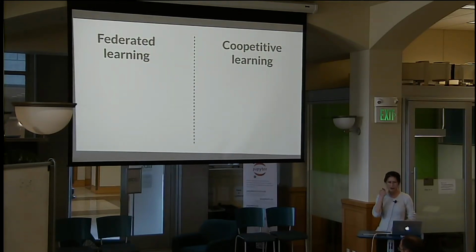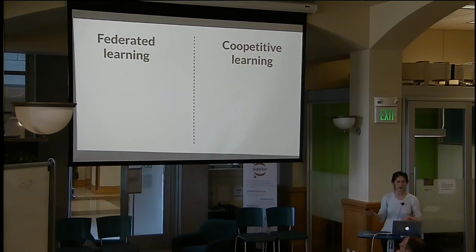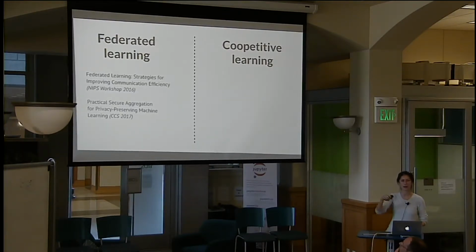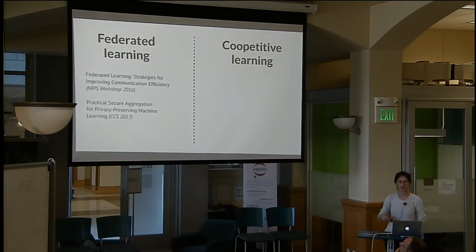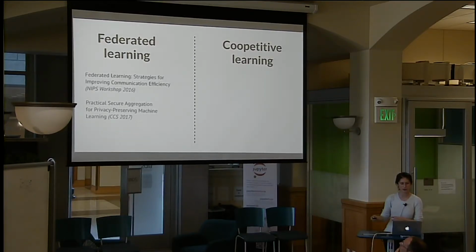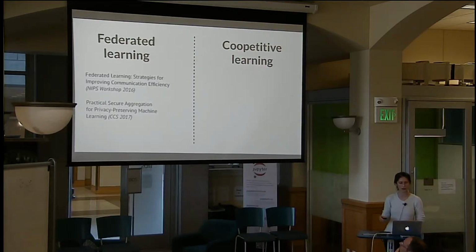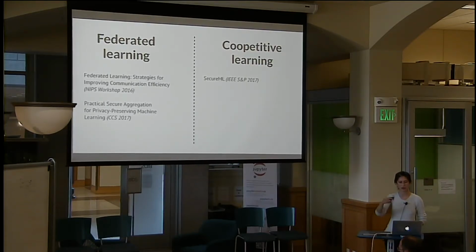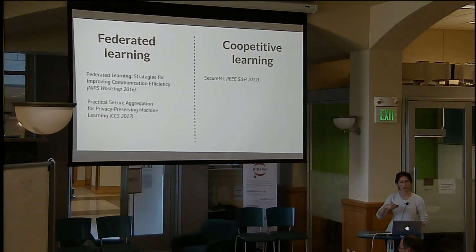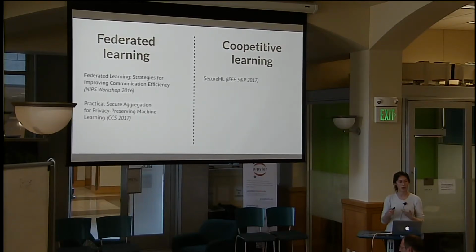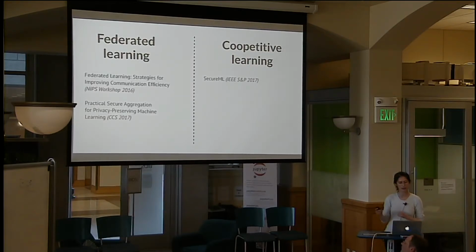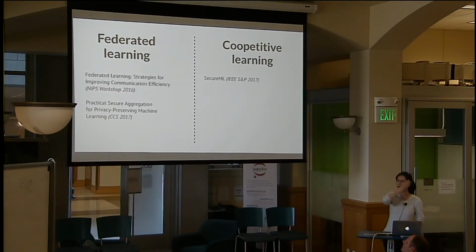There have been a bunch of works in both federated learning and coopetitive learning. Here I'm just citing some papers. On the federated learning side, we have some great papers from Google: Federated learning strategies for improving communication efficiency, and Practical secure aggregation for privacy-preserving machine learning. On the coopetitive learning side, we have seen some work from SecureML, which uses MPC to train a variety of different models, ranging from linear models all the way to neural networks, but making some assumptions there as well.